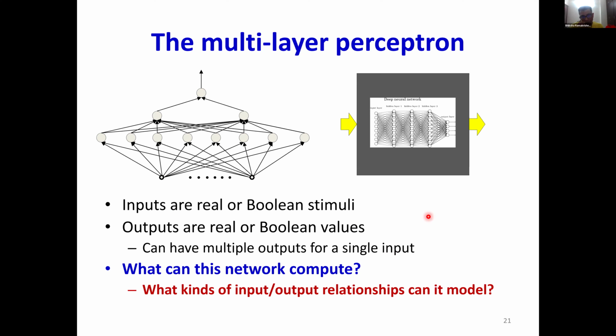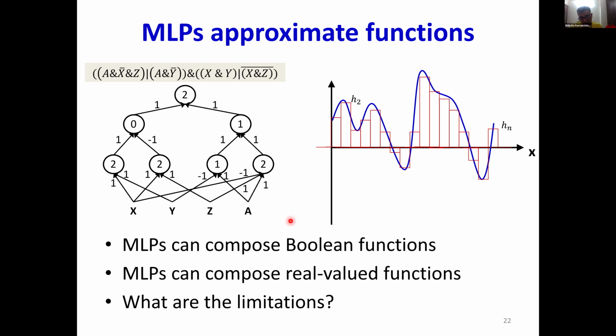Now we also saw in a multi-layer perceptron that the inputs could be real or Boolean. The outputs could be real or Boolean. Now, in this kind of network, what can the network compute? What kinds of input-output relationships can a network model? We saw this in the last class already. We saw that MLPs can compose Boolean functions. Specifically, if you give me any Boolean function, I can create a network that computes that Boolean function. Similarly, you give me any real valued function, and I can compose an MLP that approximates the real function to arbitrary precision. So what are the limitations?